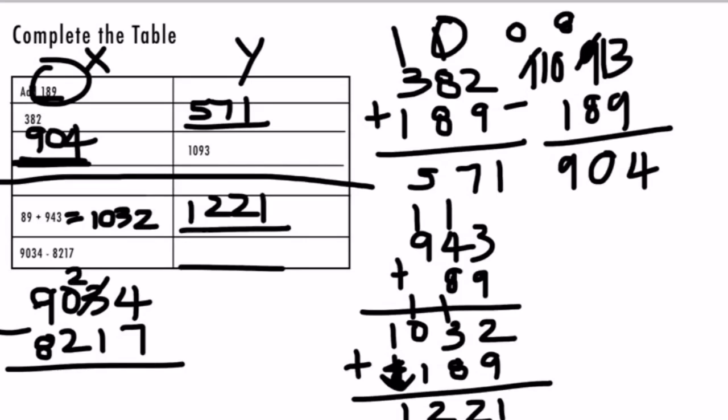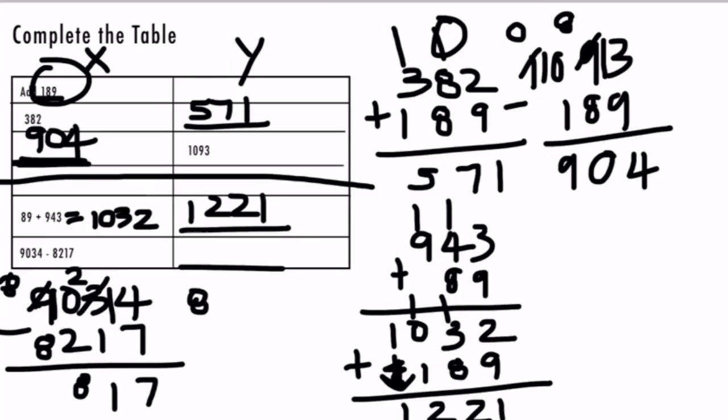We can't subtract 4 from 7, so we need to borrow. 3 becomes a 2. Our 4 becomes a 14. 14 minus 7 is 7. 2 minus 1 is 1. We can't subtract 0 from 2, so we borrow once again, and our 0 becomes a 10. 10 minus 2 equals 8. And then they want us to add 189.